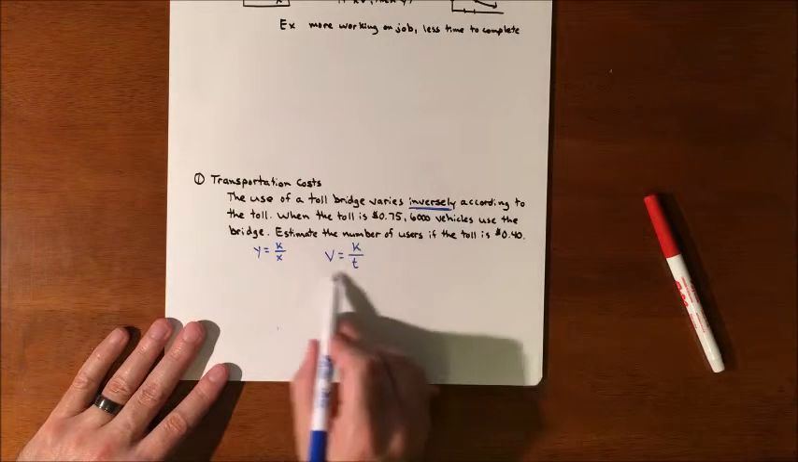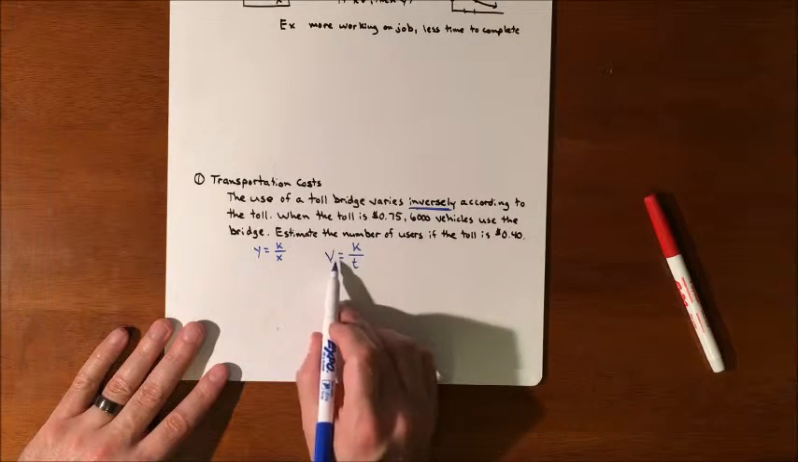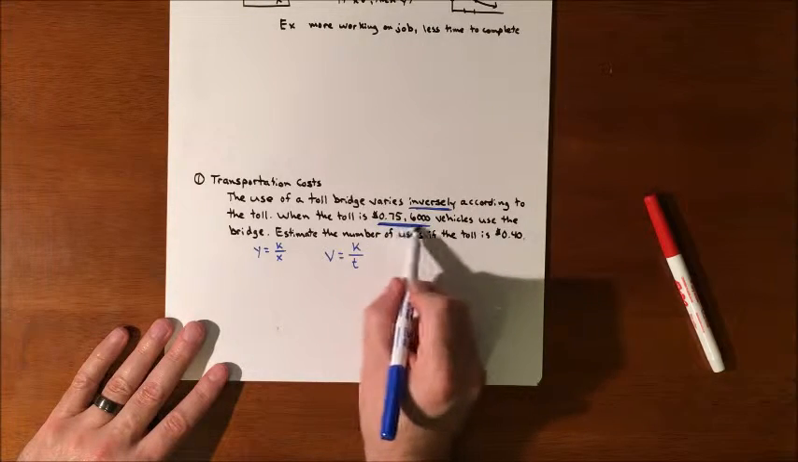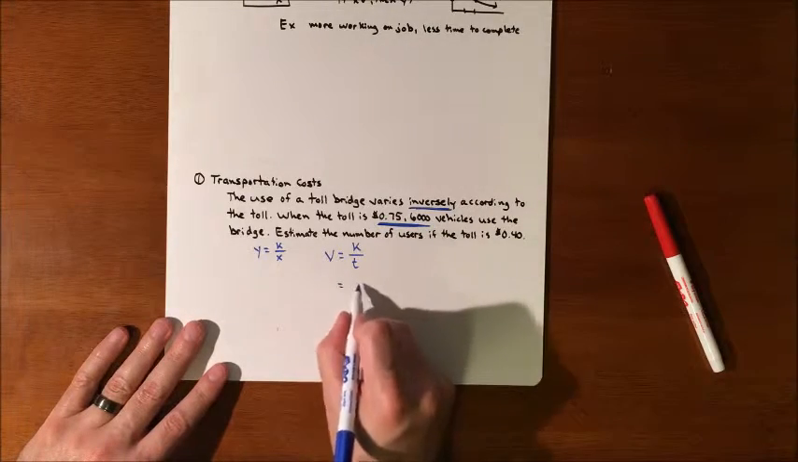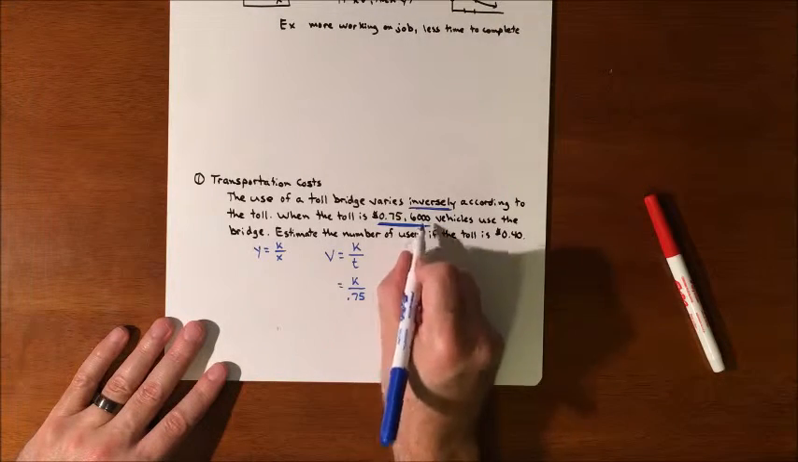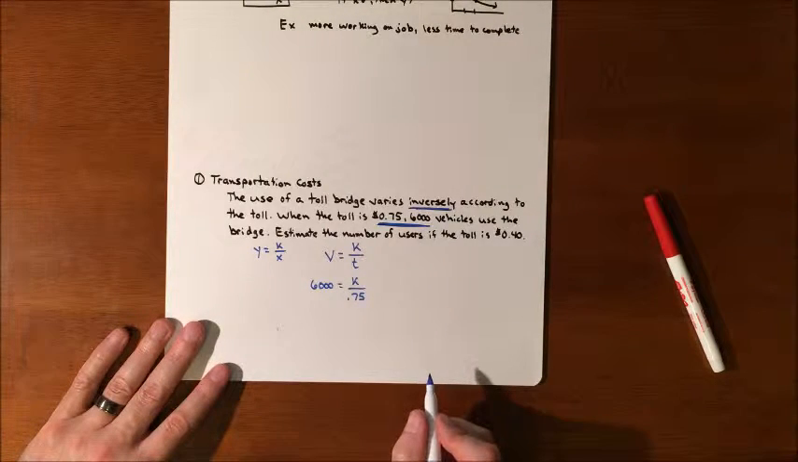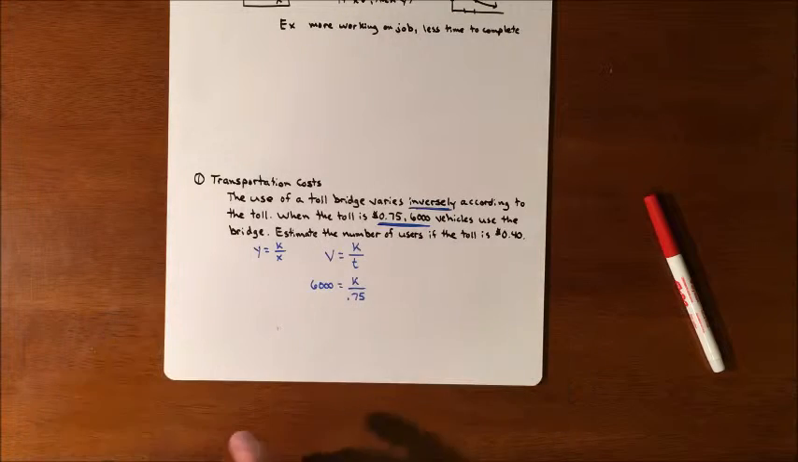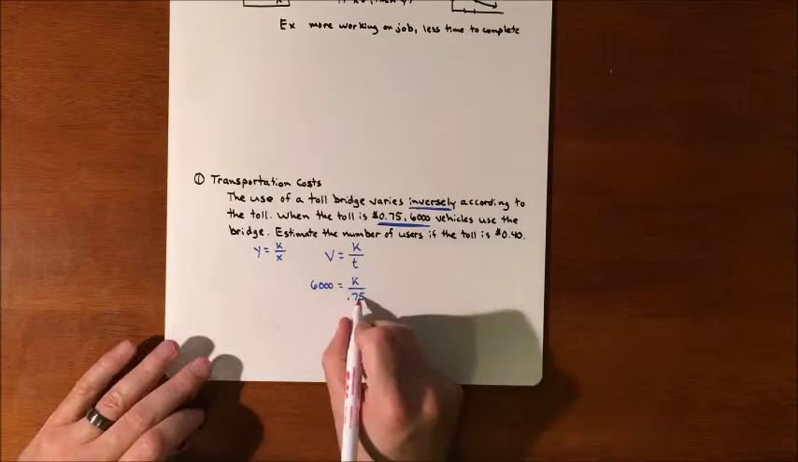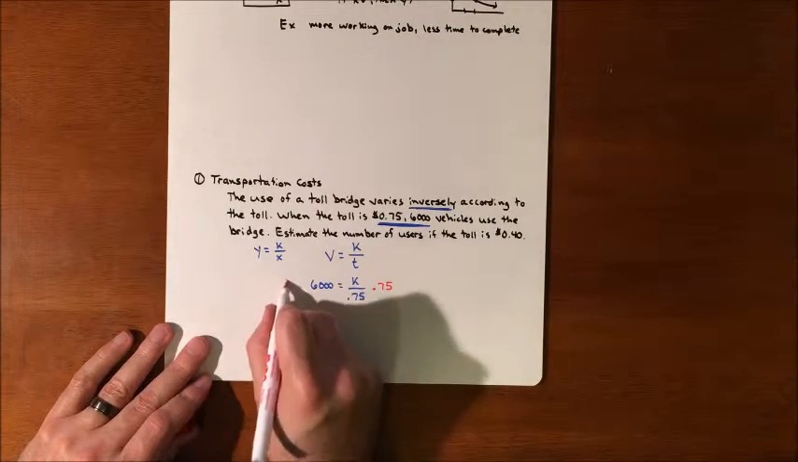So now we have our situation, but we don't know our constant. We have a situation that gives us both the vehicles and the toll, this right here. So at 75 cents, we have some constant divided by 0.75, and we get 6,000 vehicles crossing the bridge. If we can solve for k, that'll give us our constant, and then we can use it for any situation they ask us. So to clear out the fraction, we're going to multiply both sides by 0.75.